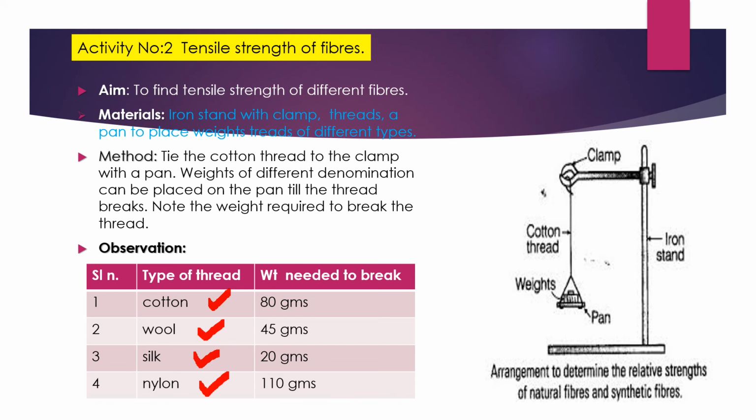Add on weights to the setup and note at what weight the thread breaks. We'll first do it with cotton thread. You can see the thread breaks with 80 grams. The woolen thread is to be taken next. Repeat the activity using woolen thread. You can see it breaks at 45 grams. Next, we have to use the silk thread. It breaks at 20 grams. And then nylon thread. It breaks with 110 grams.